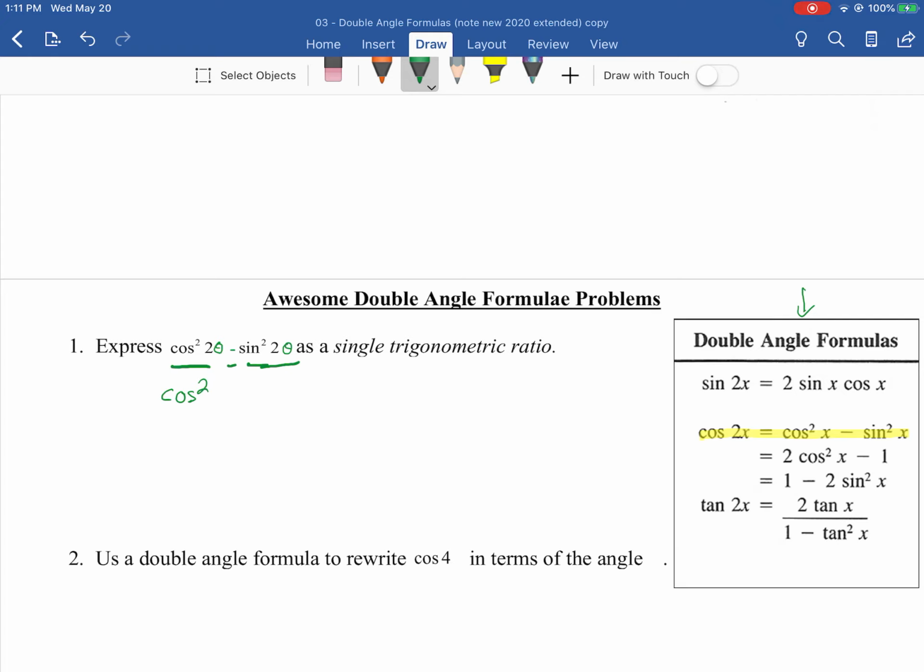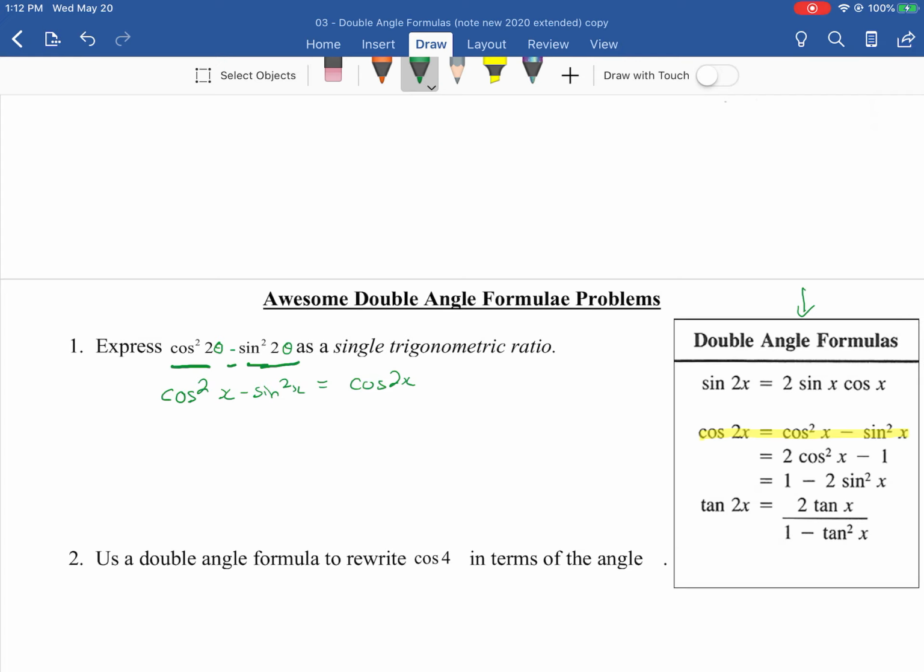So I'm going to write that exact formula. I'm going to try and write it right underneath here. Cos squared x minus sine squared x, and apparently that comes out to cos 2x. All I've done is taken that exact formula and written the right side first and the left side after that.